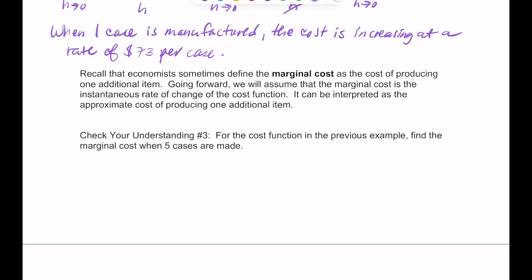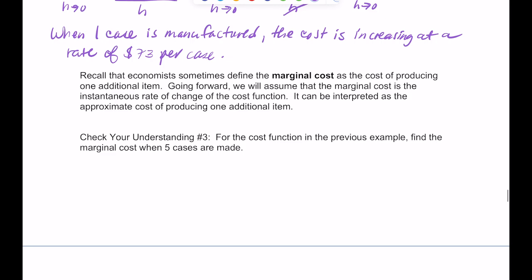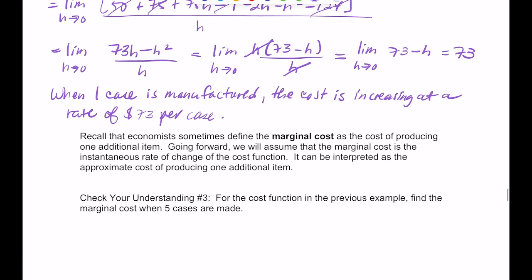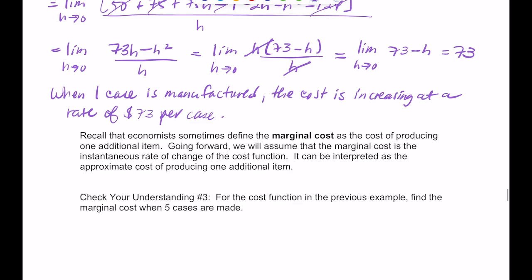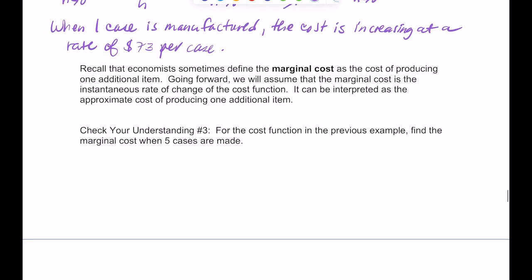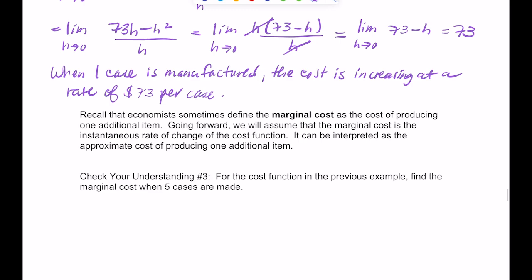If you'll recall, economists sometimes define marginal cost as the cost of producing one additional item. Okay, so basically that's what we just found, right? Going forward, we'll assume the marginal cost is the instantaneous rate of change of the cost function, and it can be interpreted as the approximate cost of producing one additional item. You can pause the video, and now what I'd like you to do is for that cost function in the previous example, find the marginal cost when 5 cases are made. We just found the marginal cost when 1 case was made. This will give you good practice.